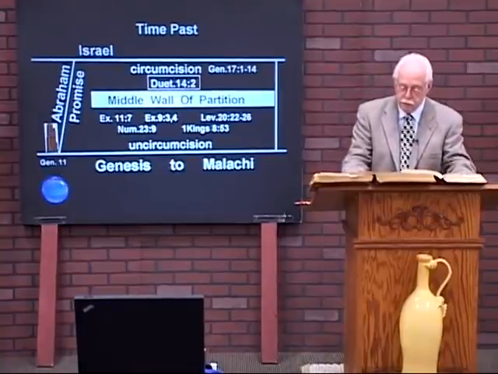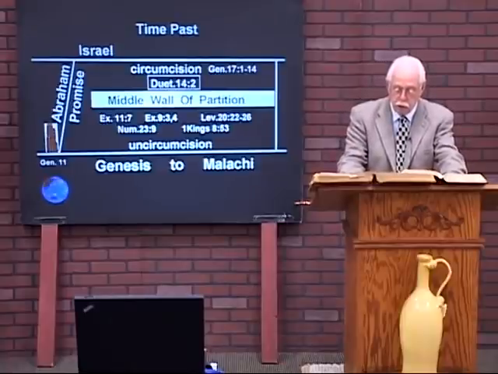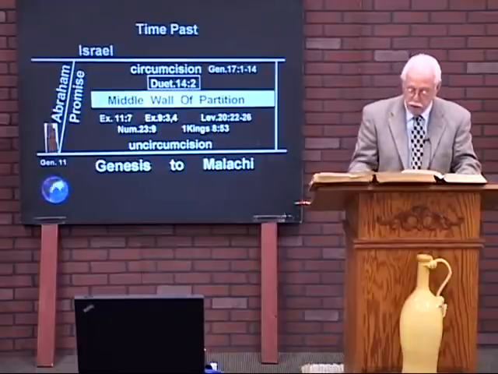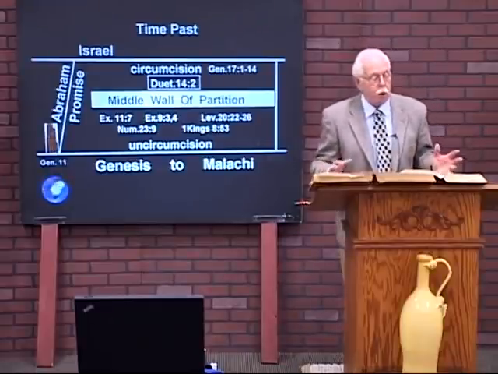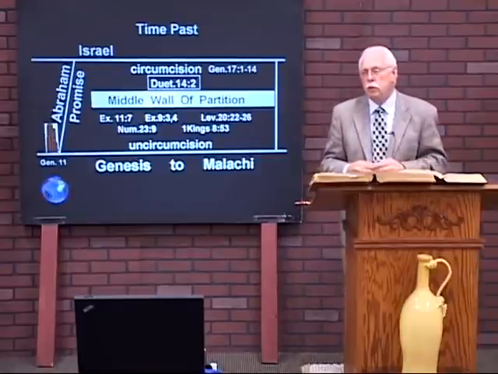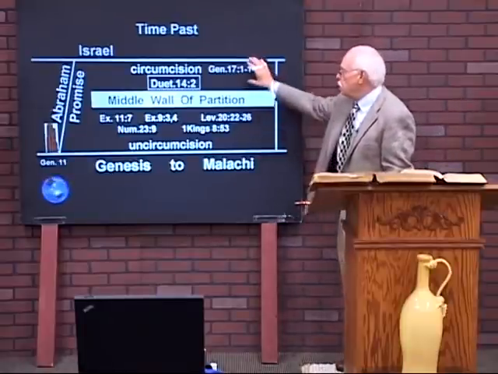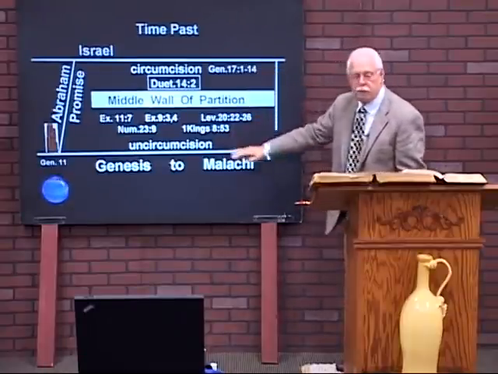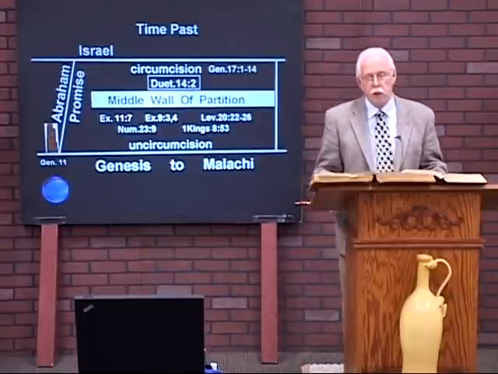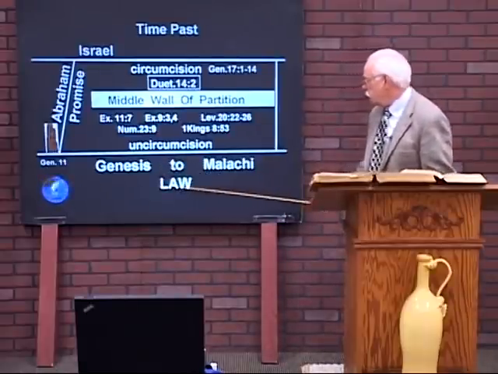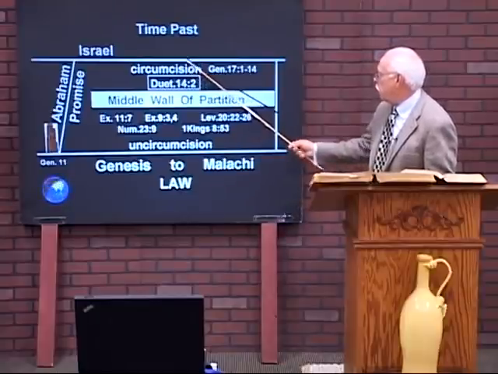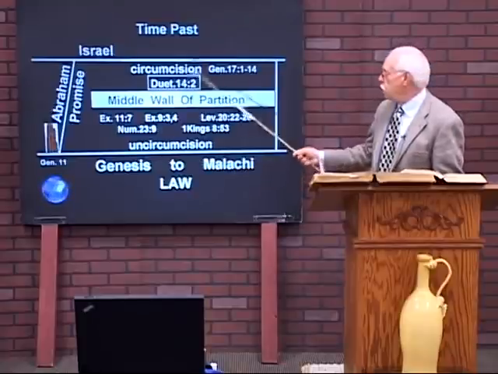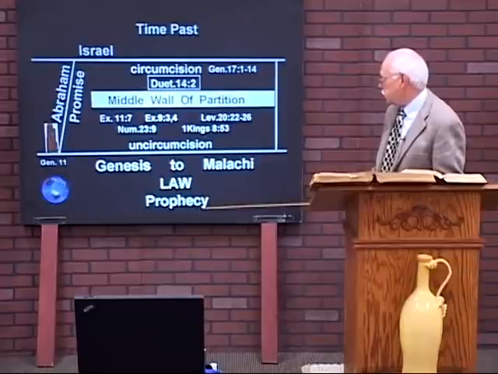Deuteronomy 14:2. For thou art an holy people unto the Lord thy God, and the Lord hath chosen thee to be a peculiar people unto himself above all nations that are upon all the earth. So not only were they severed, but they were a special people for God. And they were not to be mixed with the other people of the world. So now time past has to do with the law. He gave them laws. He gave them commandments to obey. He didn't give the Gentiles that. Okay. Also, everything that happens with Israel is the subject of prophecy.